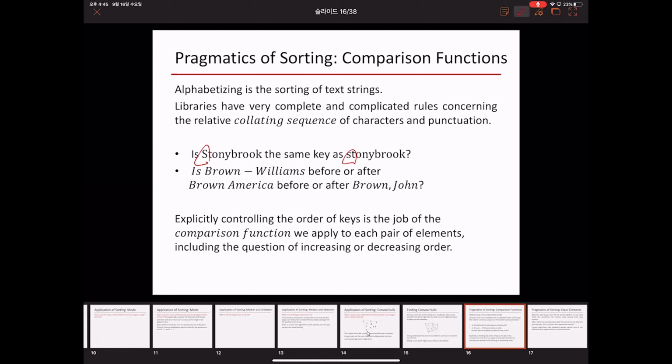So a comparison function we apply to each pair of elements, including all the details of it. Therefore, the library can maintain the sorting order, right? So whenever new data comes in, I have to put it in place. Why do we have to do that? Because I want to maintain a perfectly balanced, perfectly sorted structure. That's what the library does, okay?